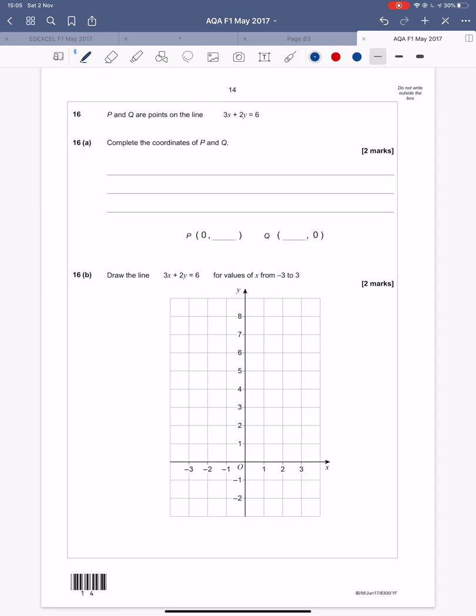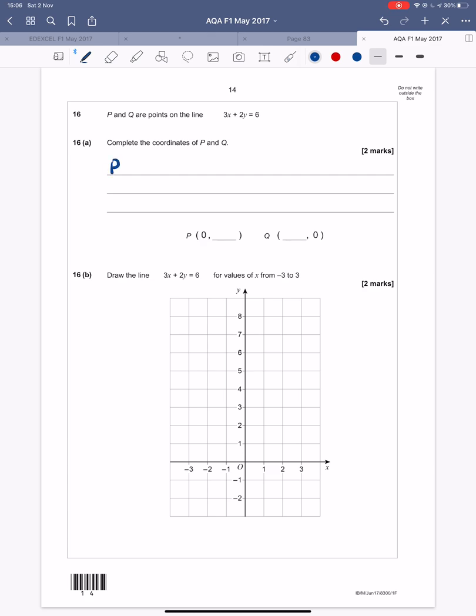Right, next one. P and Q are points on the line 3x plus 2y equals 6. Complete the coordinates of P and Q. Right, if we look here, these are the x's and these are the y's. So there's the x and there's the y. Here we've been given that the x is 0. Here we've been given that the y is 0.